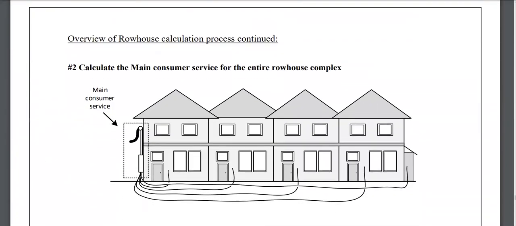Now, the second calculation we have is the main service for the entire row house complex. Now, the main service is here. That's the conductors that have been installed down the service raceway to the main multi-gain meter base. And this is extremely important because it takes into account all 4 units.